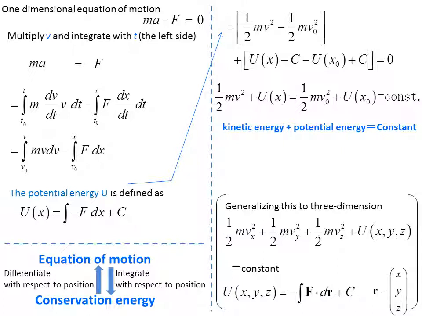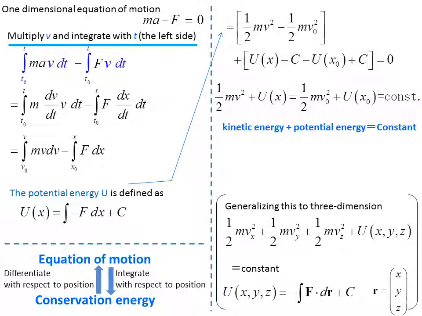Now, I will explain the energy conservation law. Let's think about an object of mass m with an applied force F as a one-dimensional system. We can deform the equation of motion for this system to ma minus F equals 0. The left side of this equation is multiplied by the velocity v, and integrated by t.